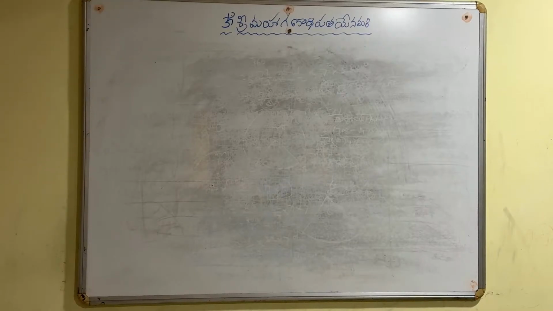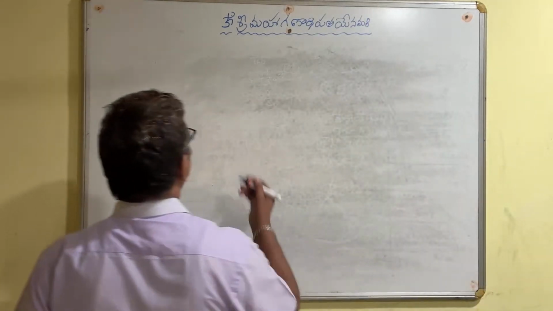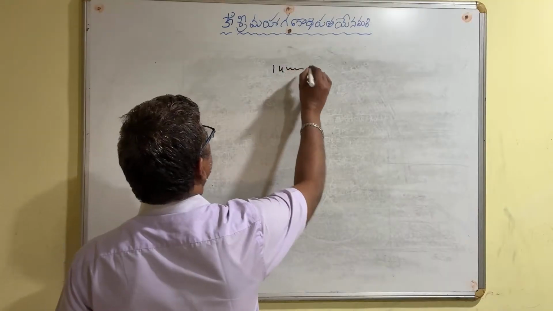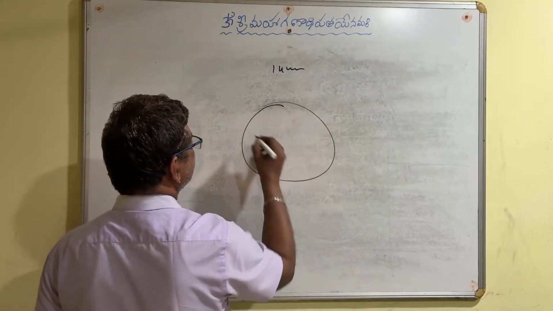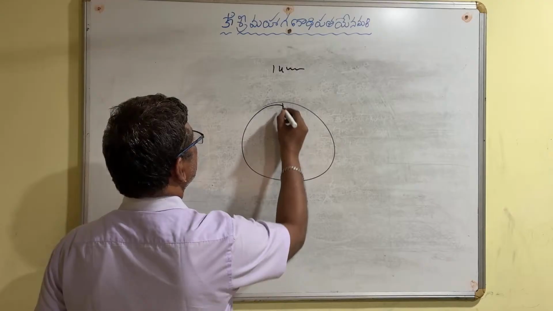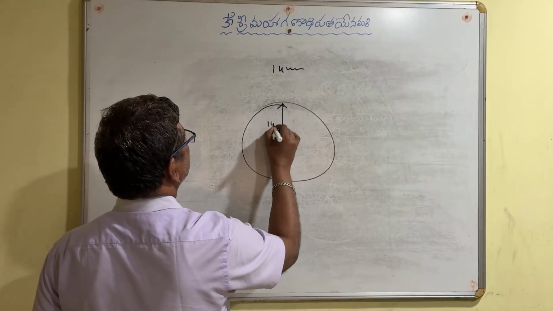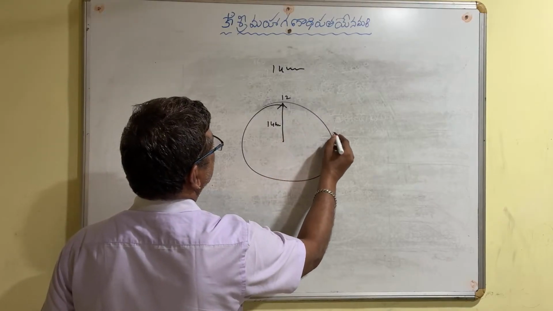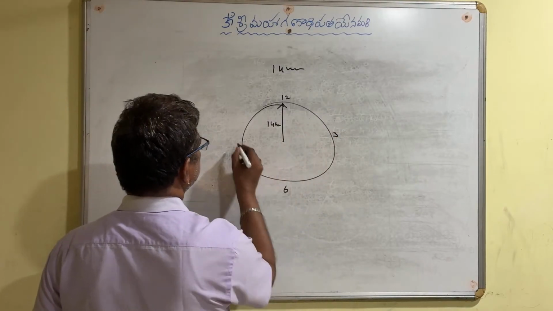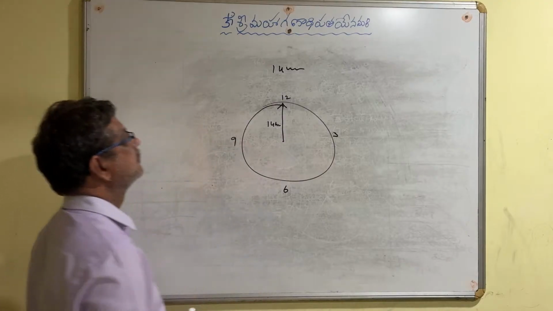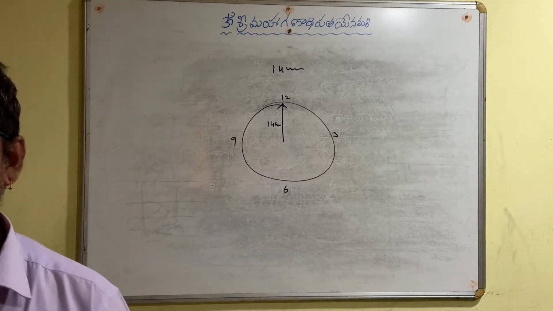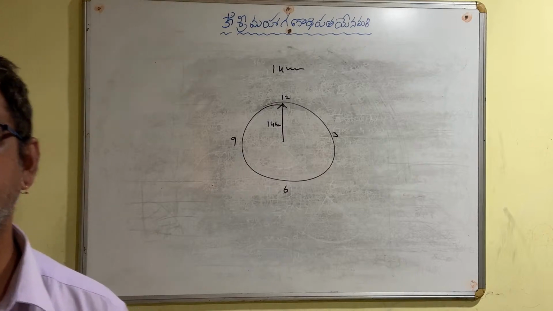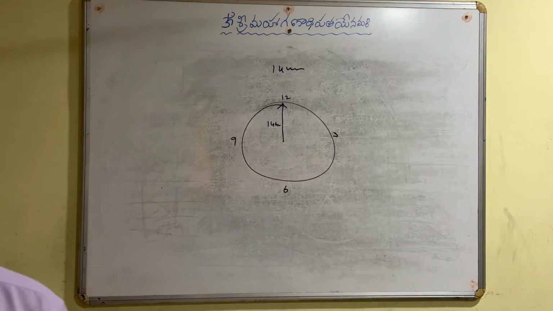Okay. The length of minutes hand of a clock is 14 centimeters. ఒక క్లాక్ ఉంది, మినిట్స్ హ్యాండ్ లెంగ్త్ 14 centimeters. ఇది 12, ఇది 3, ఇది 6, ఇది 9. ఓకేనా? Length of minutes hand of a clock is 14 centimeters. ఓకేనా?